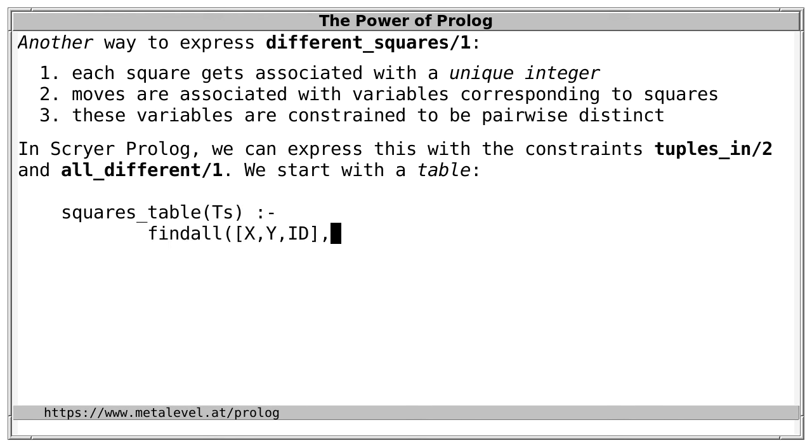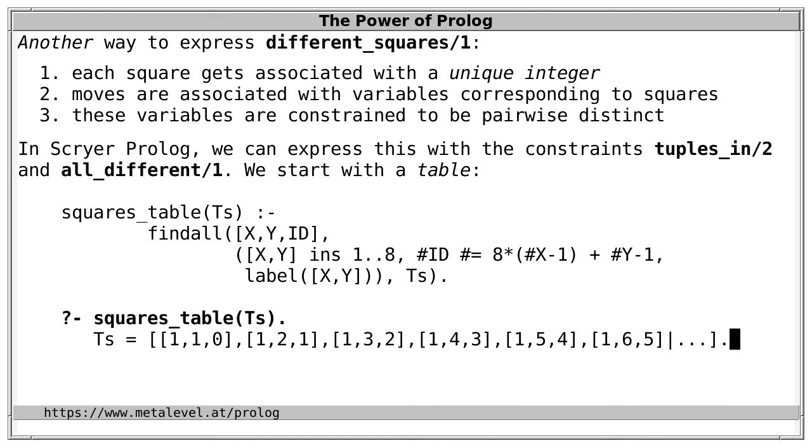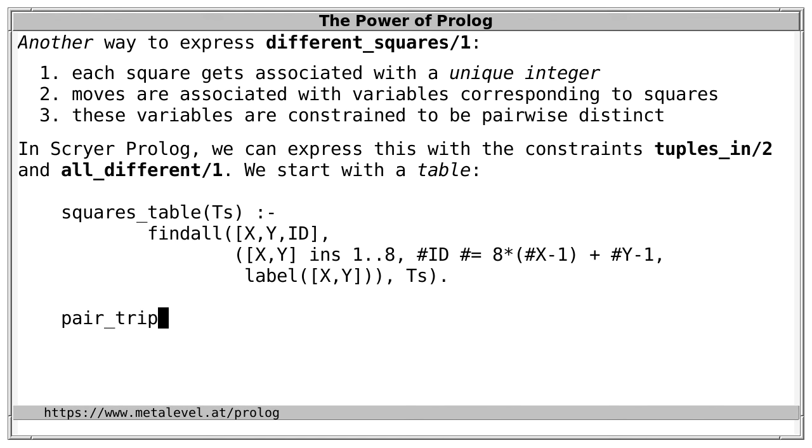And we want to state that T's is a list of triples, that is lists with 3 elements, where each element contains the x and y coordinate of a square and, as the third element, the unique identifier, the integer ID of that square. And we compute the ID exactly as before, in such a way that each square gets a unique ID. And T's is simply the list of all solutions. So our table T's is this, a list of triples, exactly one for each square. And the ID of each square, 0, 1, 2, 3 and so on, is the third element in each triple. And in addition, we define a relation pair triple ID to relate a coordinate pair to such a triple, where the third element is the ID of the square.